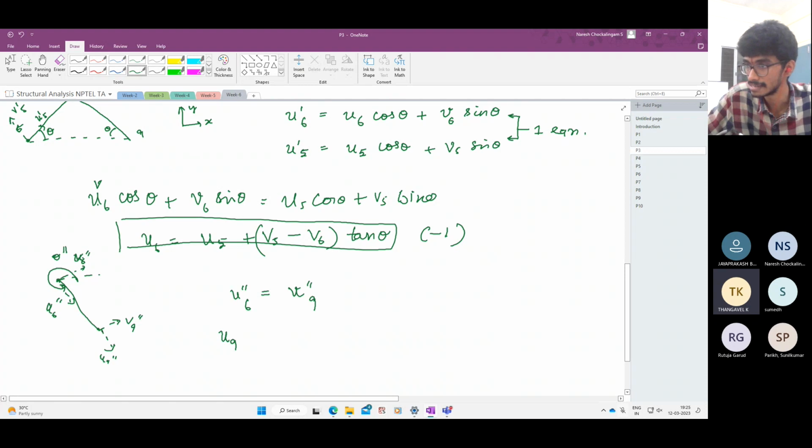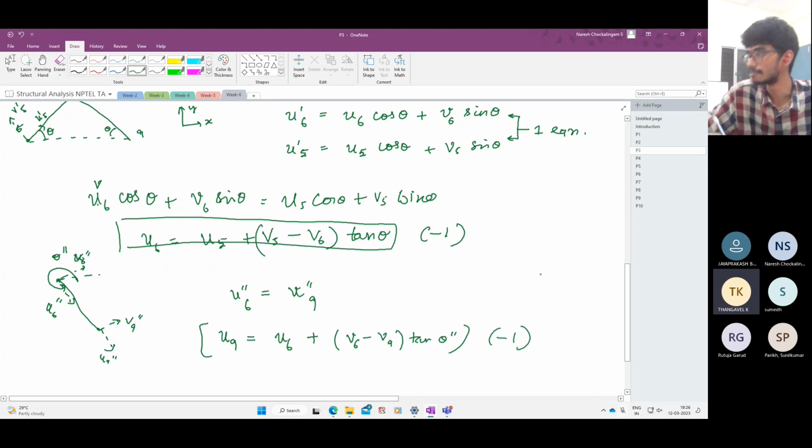When you do all this, you will get U9. Let us relate this to this. You will get U9 is equal to, because this is first point and this is second point, U6 plus (V6 minus V9) tan theta double dash, something like that. So U6 is already known, other things are already known. So this will subtract one more unknown from our list of unknowns.